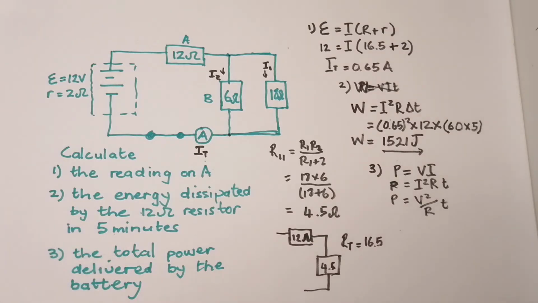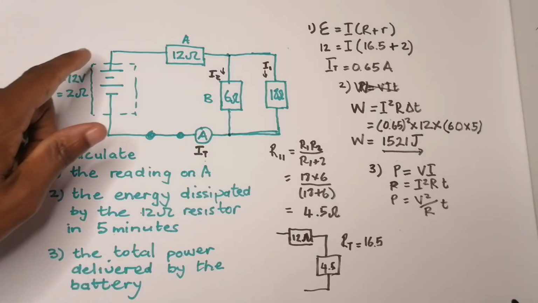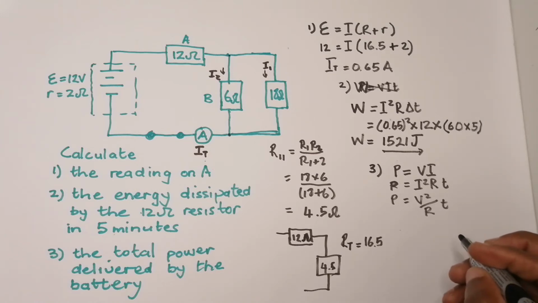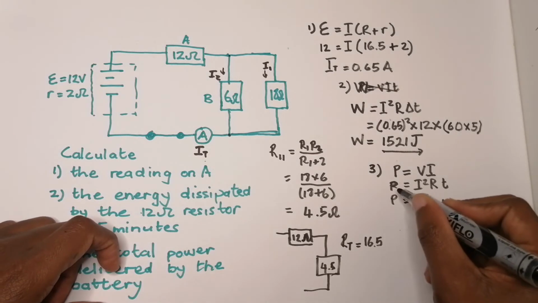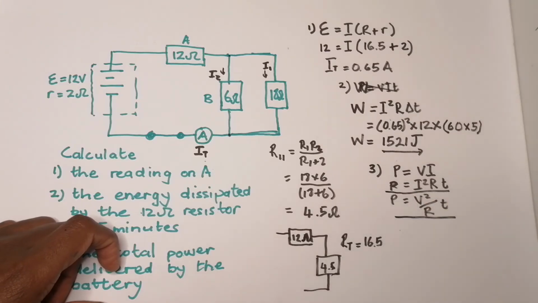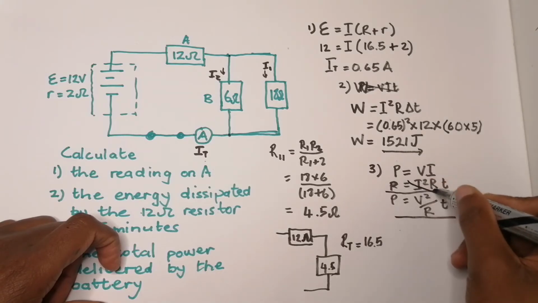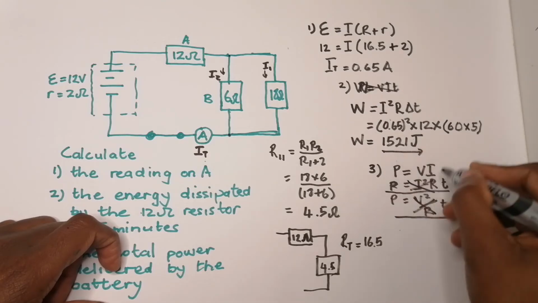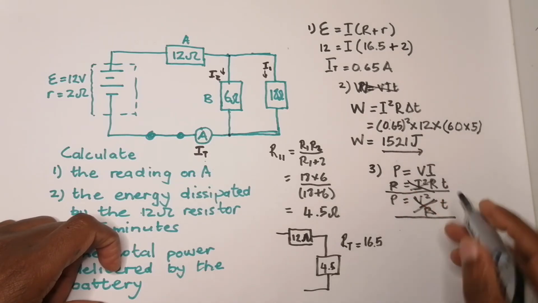Now I want you to please note, ladies and gents: do I have the resistance of the battery? Absolutely not. And it is not the internal resistance. Note that they said calculate the total power. So in this case, these two formulas would not be applicable. Why? Because I wouldn't have the resistance in that case. So I'm going to stick to the one that says it's voltage multiplied by current.